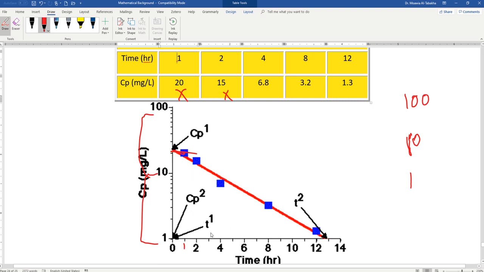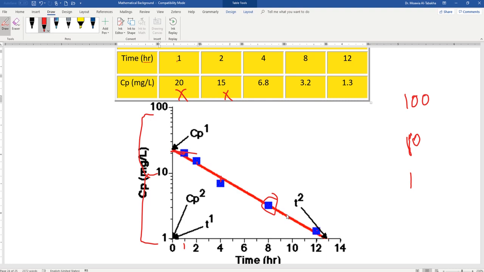So 1 with 20, 2 with 15, and 4 with 6.8. And 8 with 3.2 and 12 with 1.3. So these are the data points. And the best fitting straight line was this one. You will see that it probably only passed through this one. The other data points did not really fit into the line. But the line represented all the data points. So the vertical distance between the line and the data points below the line is equal to the vertical distance between the data points above the line and the line.